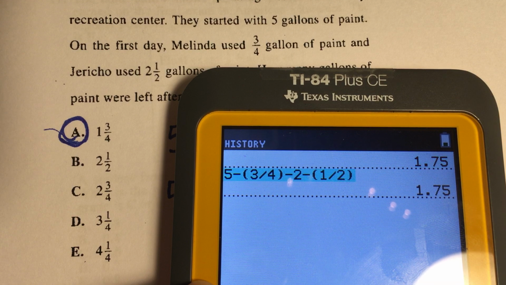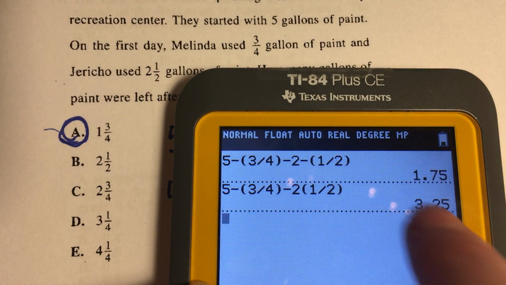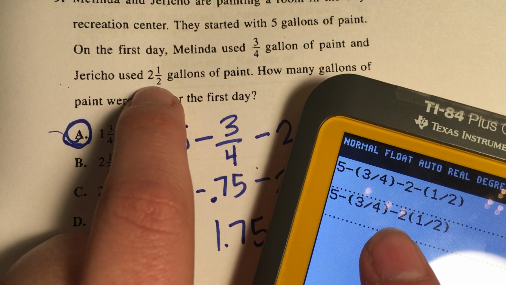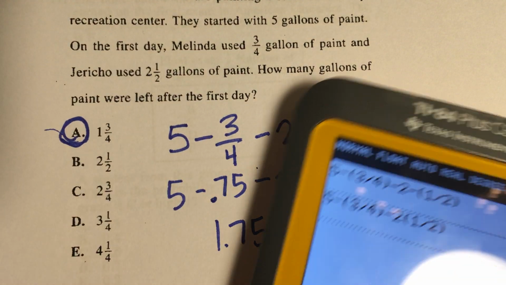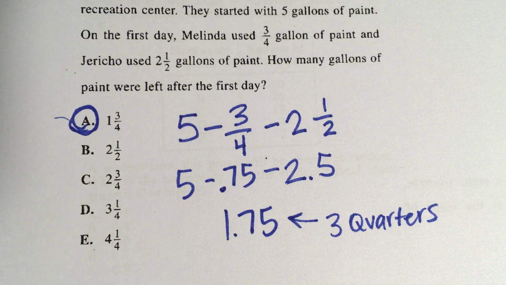If you put in the 2 times, like if you put it in like this, so 2 and 1/2 is how you would write it, then you would get the wrong answer because this means multiplication. In this writing, it means addition. They're using 2.5 gallons. So it's easier to write it as 2.5, but you get the same answer.